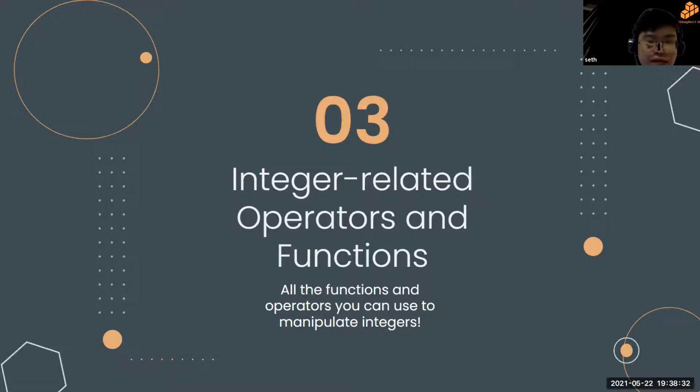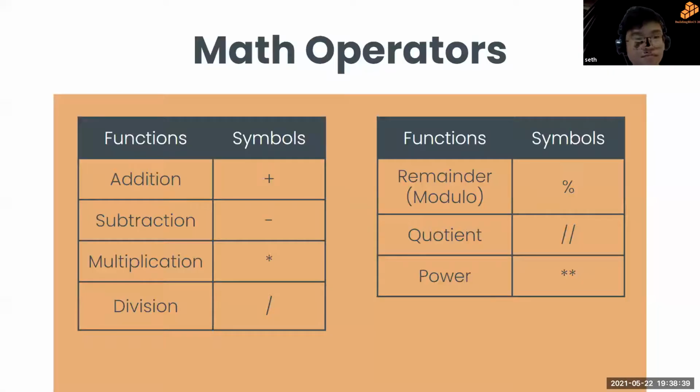Now we'll be talking about integer operations and functions. So this will be more of the math side of things. Okay, so again, math operators. Addition is the plus symbol, subtraction is the minus symbol on your keyboard. Do note it's the minus symbol and not underscore. Multiplication is asterisk, division is forward slash. These are the normal math operators that you should be familiar with.